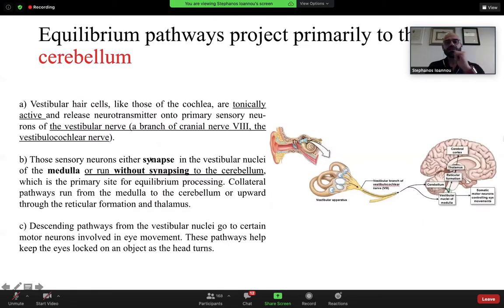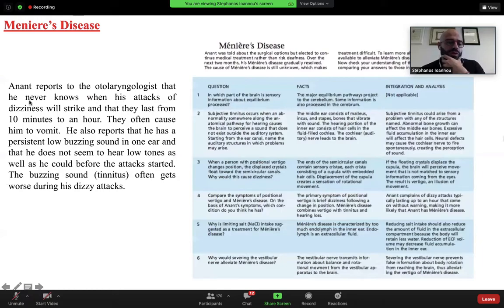Now, let's look at the following case. Anand reports to the otolaryngologist that he never knows when his attacks of dizziness will strike and that they last from 10 minutes to an hour. They often cause him to vomit.